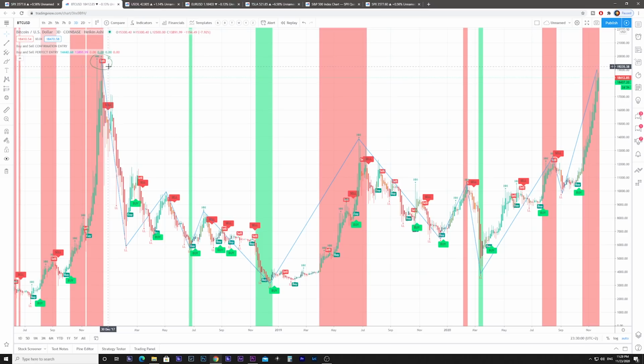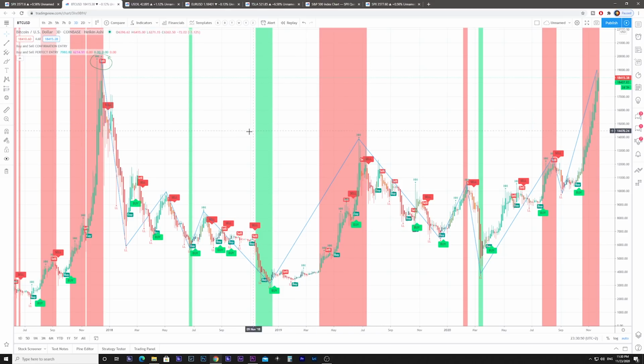and you can see here that it gave the signal at the top of the bubble. So this is very important, because I don't know how many indicators give you this signal that early. So what Perfect Entry does is try to catch an early trend, a selling trend or a buying trend, tries to catch it early.